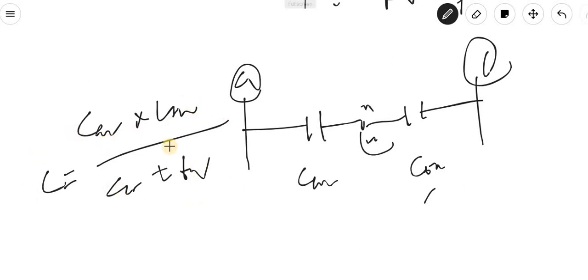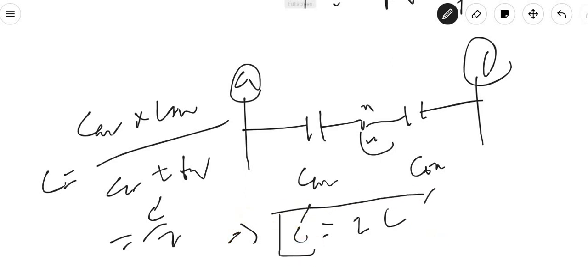So these are almost equal, C by 2. Suppose C dash by 2, so C dash is 2 times of C into CAB. So 2 times of this is equal to the capacitance, meaning only 2 times of this. So do this for CAB.